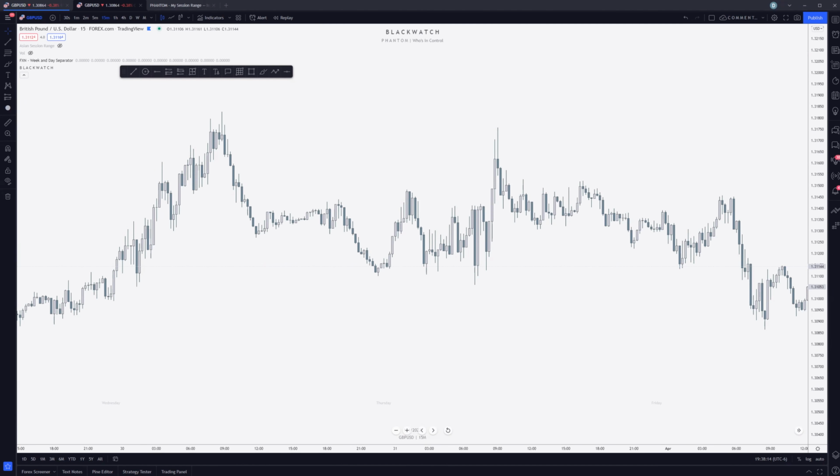How's it going? Today we're going to be showing you guys our Phantom Trading My Session indicator. I'll let Blackwatch introduce it to everyone. It's a cool little thing that we put together.